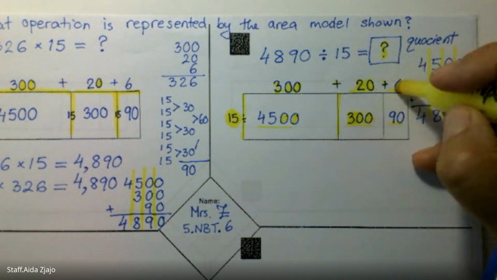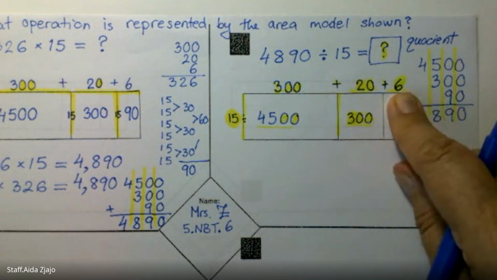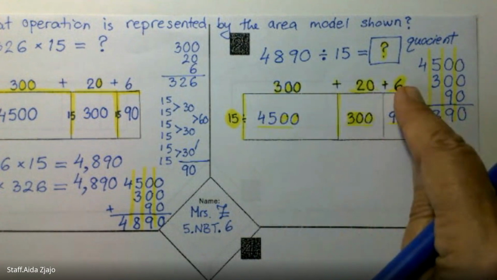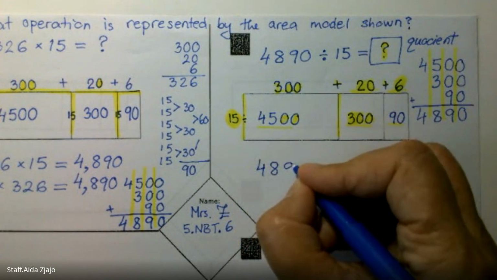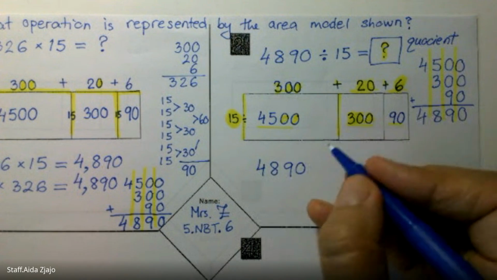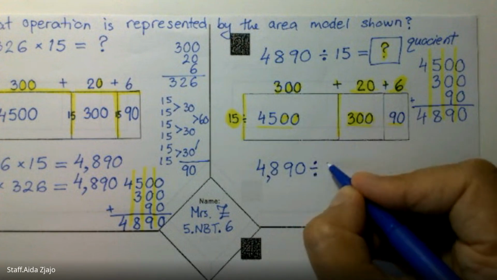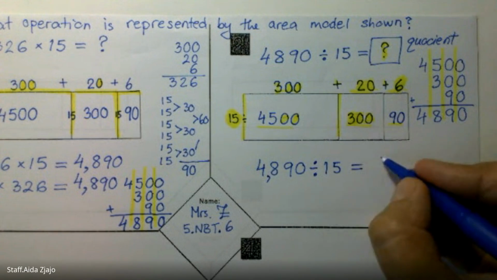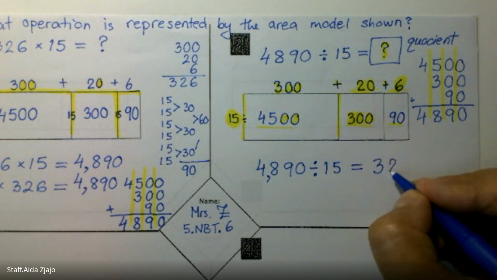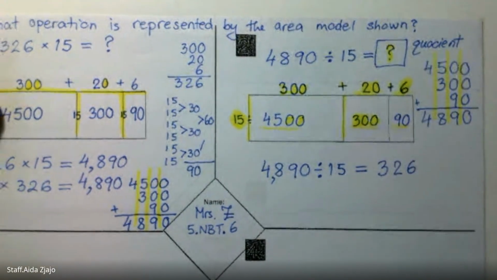So this is our quotient. 300 plus 20 plus 6 is 326. And this is the solution for the division problem, 5th grade, 5.NBT.6. Divide by 15 has a quotient of 326.